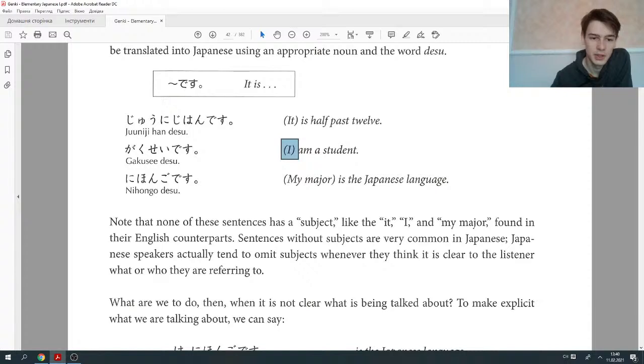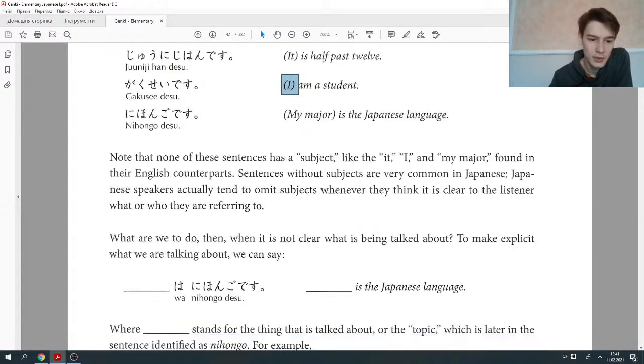So let's read the note. Note that none of those sentences has a subject like it, I, and my major, found in the English counterparts. They don't say it in Japanese. Sentences without a subject are very common in Japanese. Japanese speakers usually tend to omit the subject whenever they think it's clear to the listener what or who they are referring to. It's not necessary. What are we to do then when it's not clear what is being talked about?